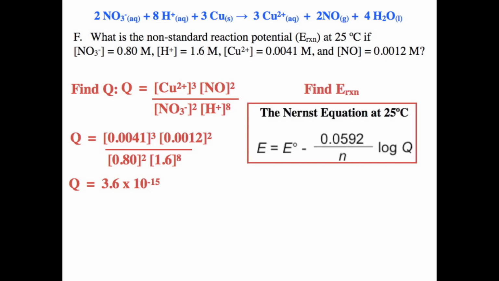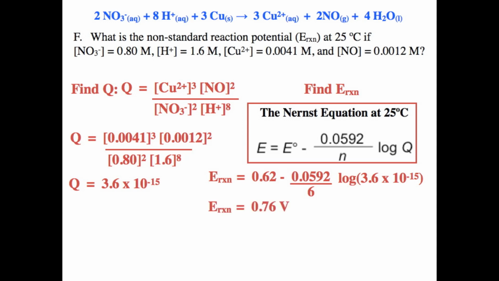Now it's time to find the reaction potential. We will use the Nernst equation at 25 degrees Celsius. Plug in all the known values. You should obtain a reaction potential of 0.76 volts.